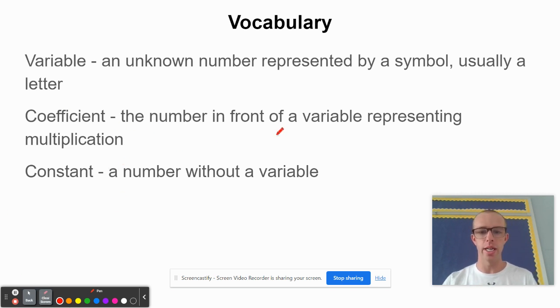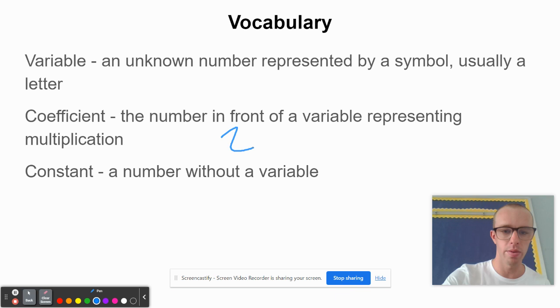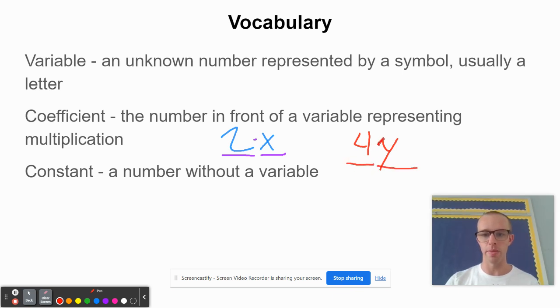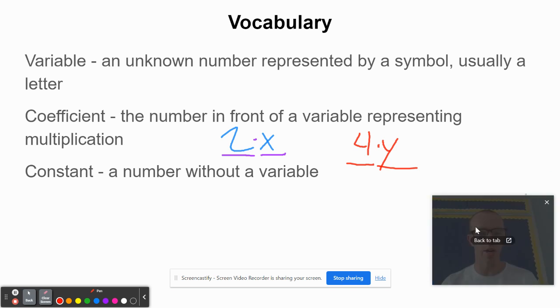A coefficient is the number in front of a variable that represents multiplication. So let's say we have 2x, right? We have two parts to this little term. We have the variable, the x, and the 2, which is the coefficient. Now, this represents multiplication, so we're really thinking about this as 2 times x. We might have something like 4y. Again, we have a variable and a coefficient, and these mean multiplication. So this is 4 times y.